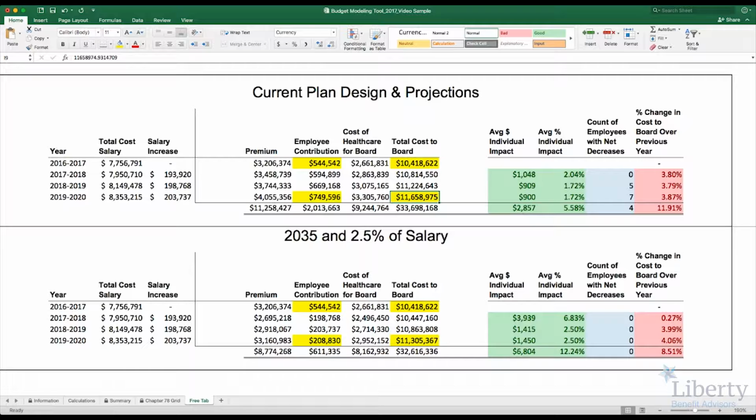amount of money. And when we take a look using our total cost estimator, which is featured in another video, we may find that the employees, even if they are a high utilizer of benefits, are taking home substantially more in their paycheck than they would be paying for their copays and coinsurance. So the 2035 and 2.5% of salary for this school district may be a great fit.